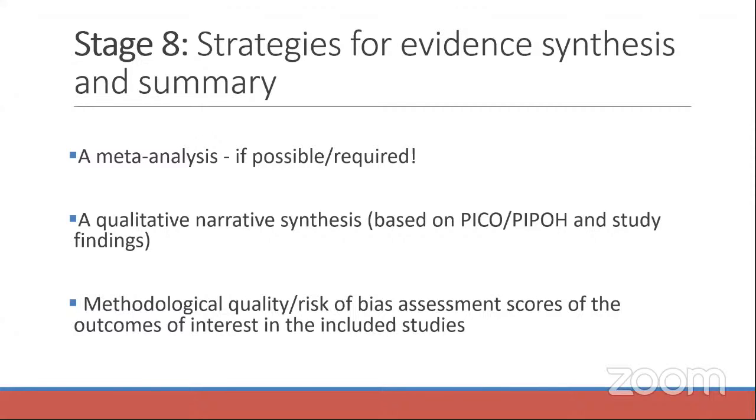So you should understand how far the results are valid or reliable, okay, or trustworthy. So always look at the findings along with looking at the risk of bias scores of the particular outcomes of interest in the included studies, okay? So both should go hand in hand.